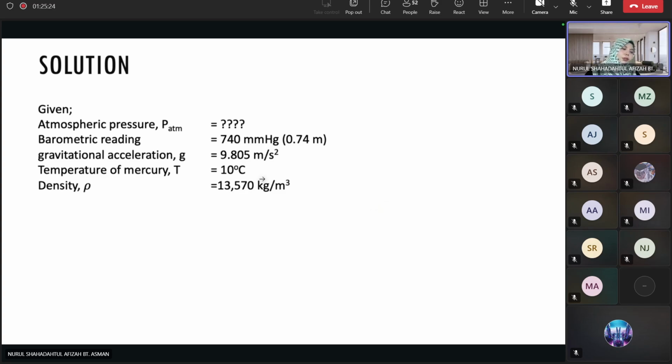And this is the information given. Barometric reading given is 740. From the barometric reading, you can get the height.